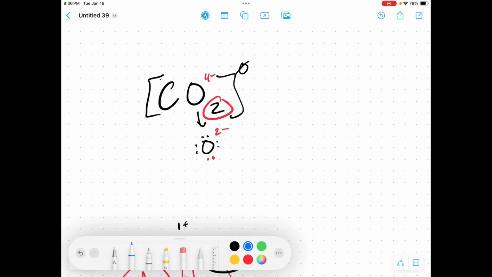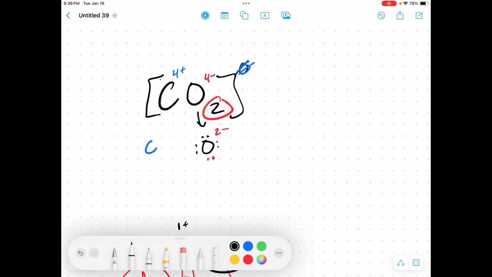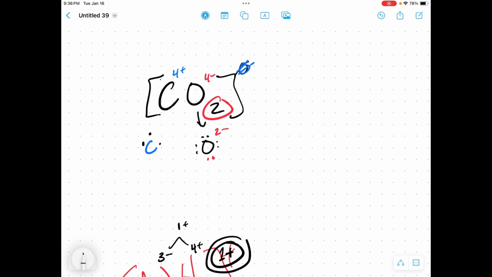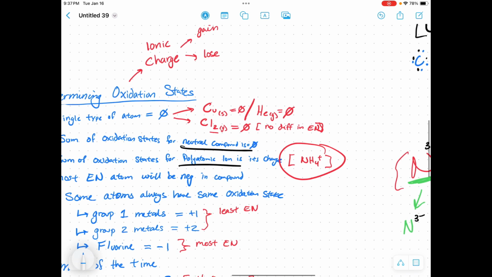So right off the bat, I know carbon, in order to make a neutral charge, a no charge, has to be 4 plus for its oxidation state. Right, and that makes sense. Carbon has 4 valence electrons. How many more does it need to get full? Well, it's going to need 4 more. And that's where that gaining 4 is going to come from. But positive 4, negative 4 gives me 0. And that's what I meant by that rule of neutral compounds. It's going to have no charge.